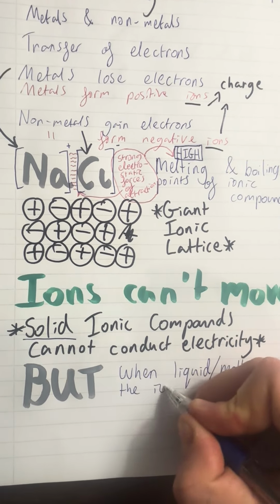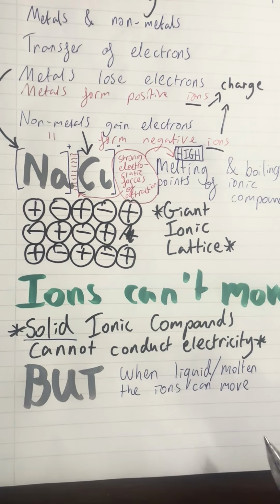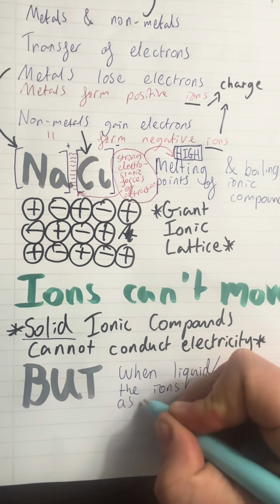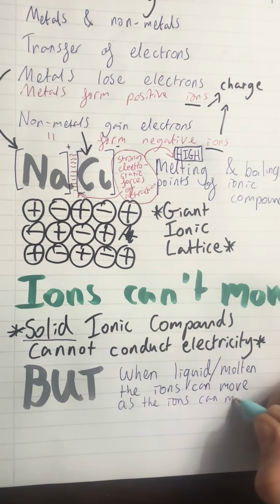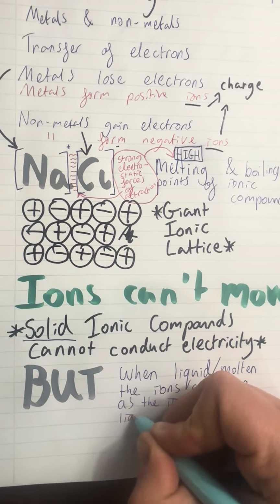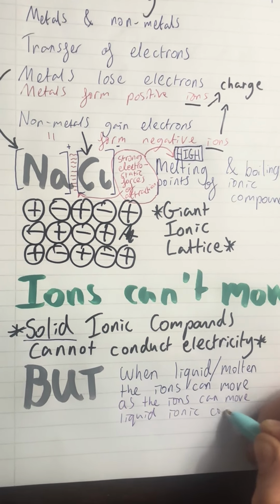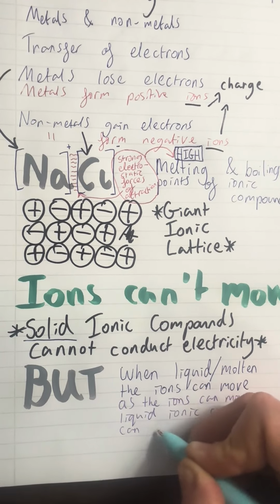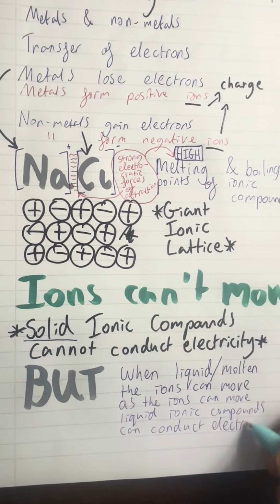The ions can move. Now, let's think about what this might mean for the conductivity. As the ions can move, liquid ionic compounds can conduct electricity.